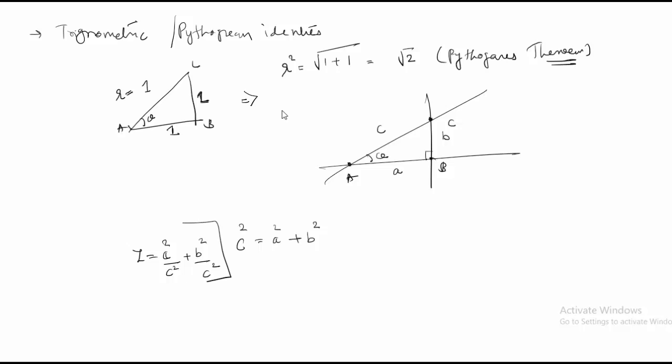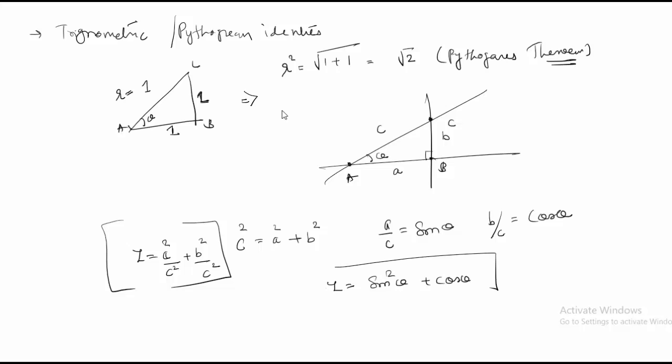Again, in trigonometry, A by C is sine theta, and B by C is cos theta. So 1 is equal to sine square theta plus cos square theta. This is my first trigonometric identity, and it is known as the Pythagorean identity.